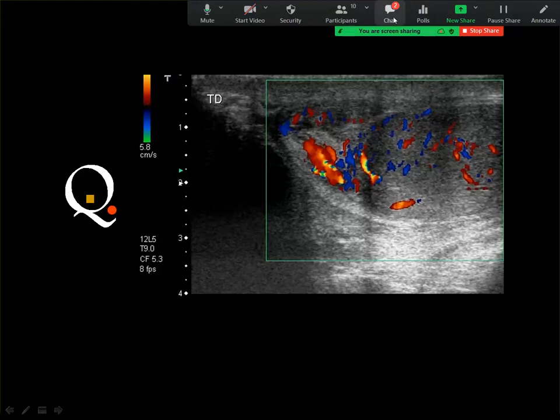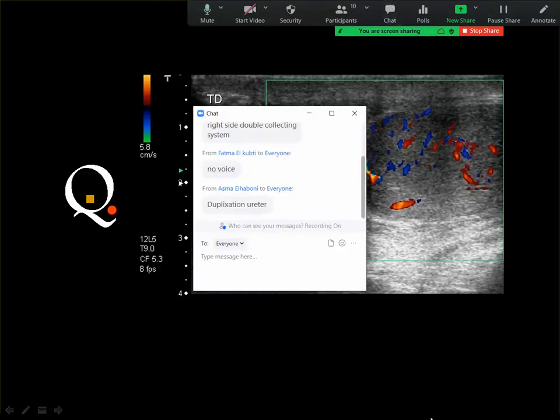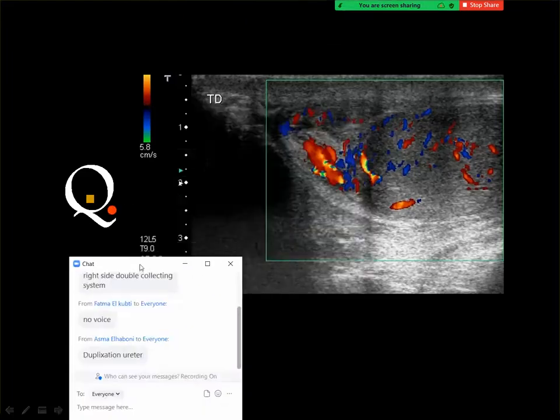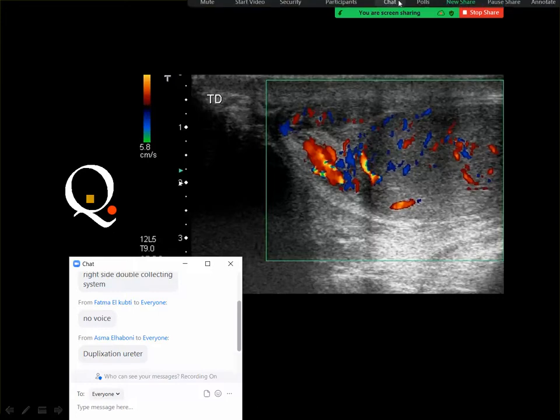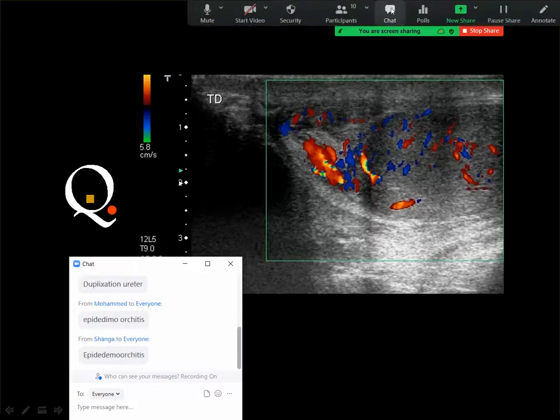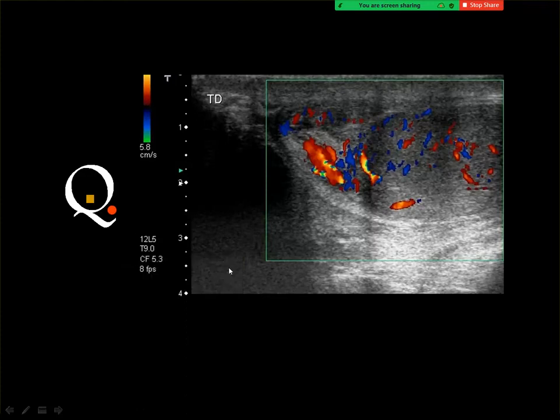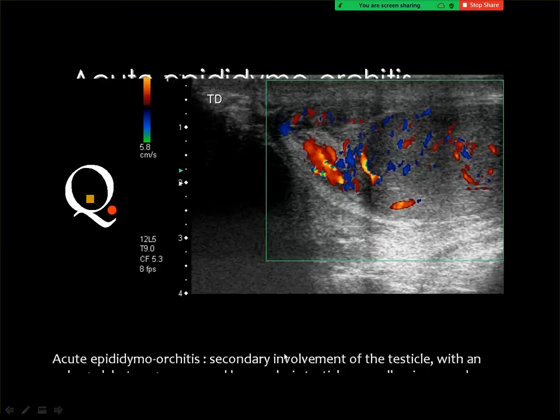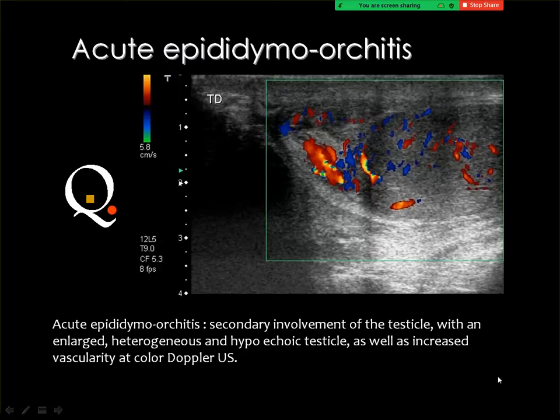The second case is an ultrasound of the scrotum. Epididymo-orchitis is the true answer. Yes, you got hypervascularity in the testicle as well as in the epididymis, and both are inflamed, and the answer is right. This is an acute epididymo-orchitis.